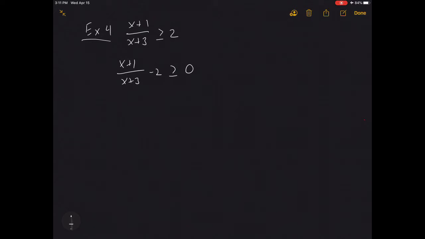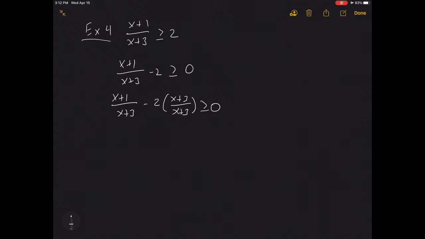In order to get this one, we have to convert 2 into a fraction. We basically need one fraction on the left-hand side. In order to do that, we have to get a common denominator. Well, the only denominator that's there is x plus 3, which means that we have to multiply the 2 by x plus 3 over x plus 3. So we're going to keep the first fraction exactly the same. It has the common denominator. Then I'm going to multiply the 2 by x plus 3 over x plus 3.